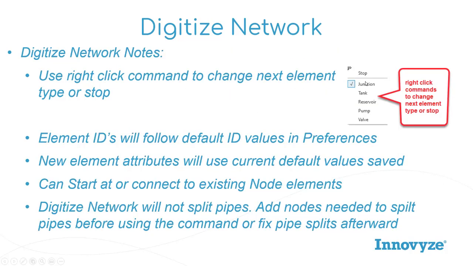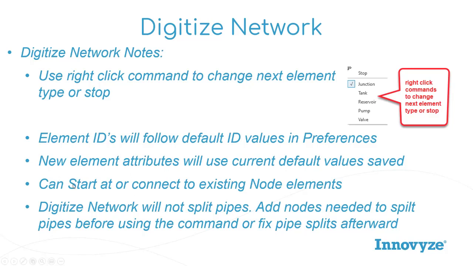When you're starting, you can right click when you're in this command and change what the node element is the next time you double click, whether it's a junction, a tank, a reservoir, a pump, or a valve. That's also how you get out of the tool, how you stop it. The element IDs are going to follow the ID values that are saved in your preferences, so you can set those up the way you want them to be created. And if you use those defaults creatively, you can save data entry.